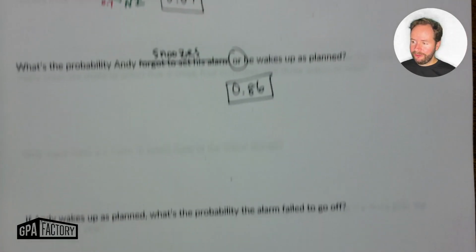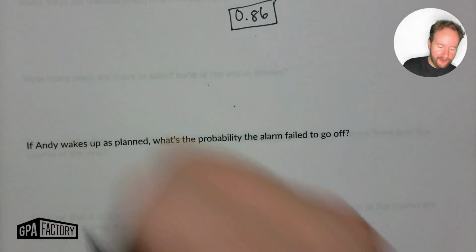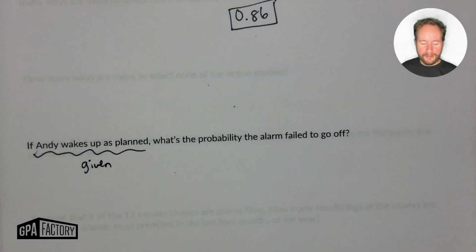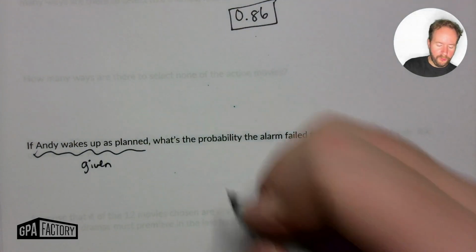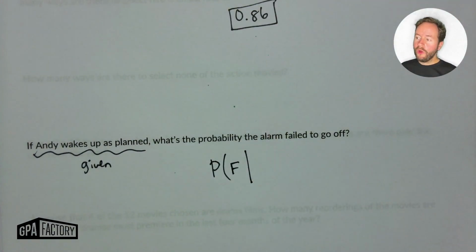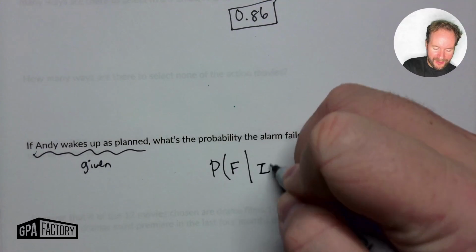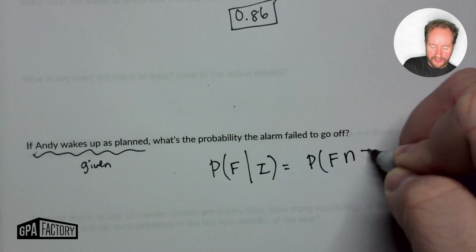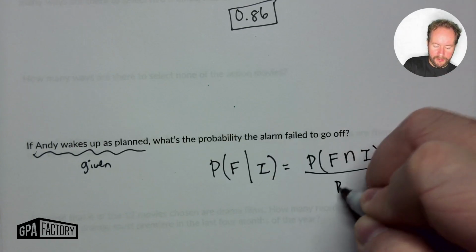All right, last question. If he wakes up as planned, this is a given. What's the probability the alarm failed to go off given I woke up as planned, given I woke up as intended? I cite my conditional probability formula. So F intersect I over probability of I.